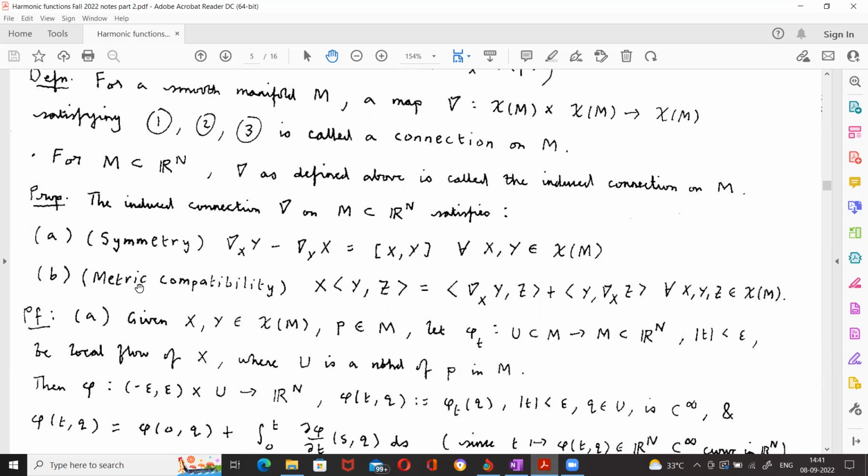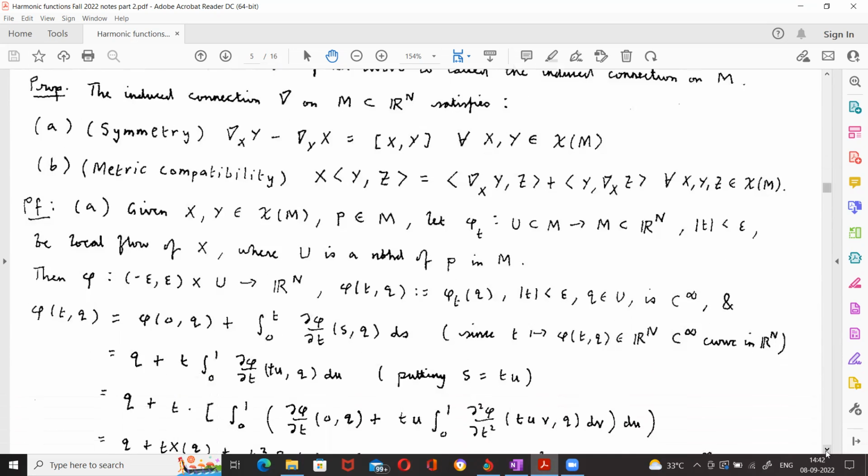And the second property is called metric compatibility, that this is again a Leibniz type rule, that if I apply a vector field x to the inner product of 2 vector fields y and z on M, then this is equal to the inner product of nabla x y with z plus inner product of y with nabla x of z. So it's a Leibniz type rule. First you differentiate y with respect to x, take the inner product with z, and then you differentiate z with respect to x, take the inner product with y.